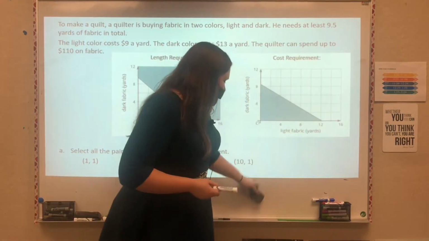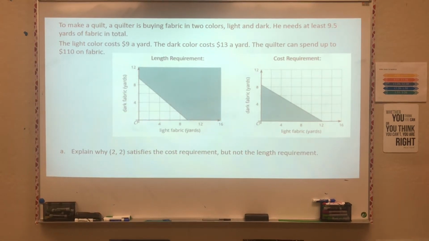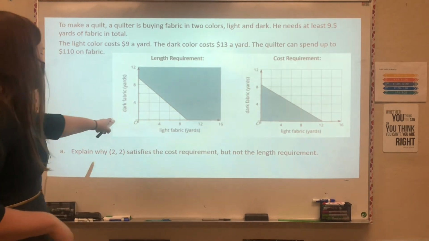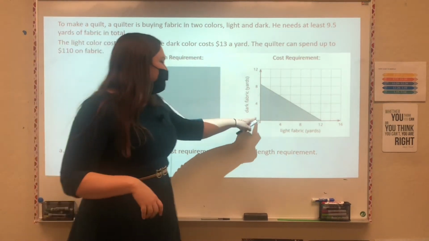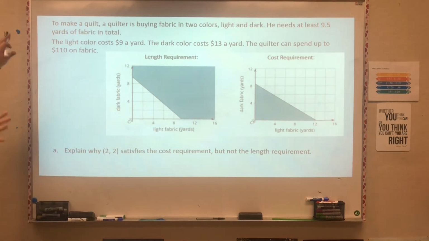The second part to this is looking at it all together. So I've got the question, explain why 2, 2 satisfies the cost requirement, but not the length requirement. Because it is within the shaded area for the cost requirement, but it is not for the length requirement. Perfect. So if we come over here, 2, 2 is right here, not in the shaded area. Here, 2, 2 is in the shaded area. What does the point 2, 2 represent in this situation?